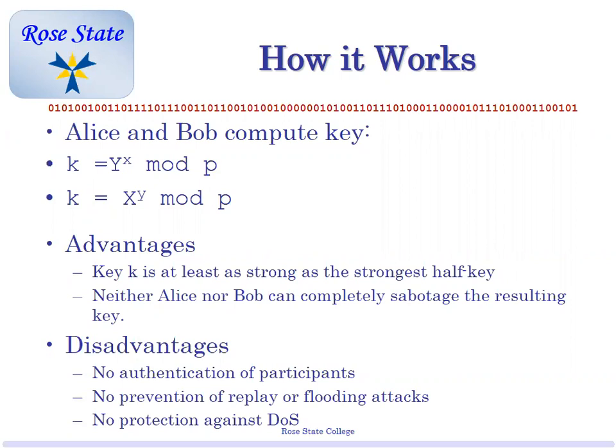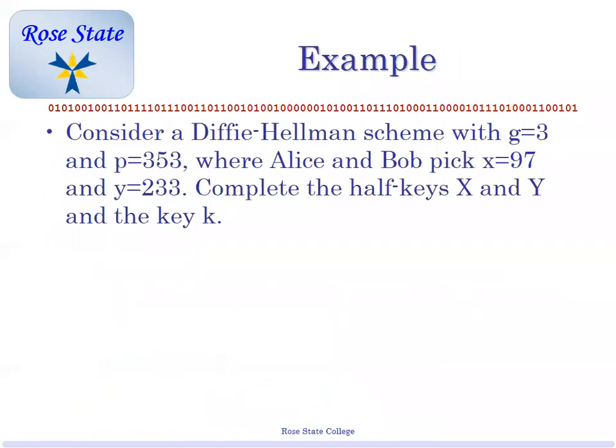And if the half keys match, they know it worked. If the half keys did not match, the entire process is screwed, so it doesn't work. It's either going to work or it's not going to work. If they match, it worked. If they didn't match, something went wrong. Okay, but there is an issue: no authentication of participants. Still, I don't know who Alice and Bob are. I mean, do they know each other? Probably not. No prevention for replay and no protection against denial of service.